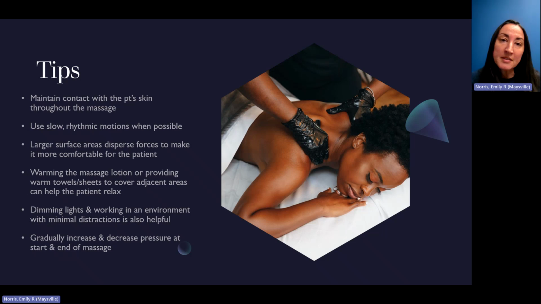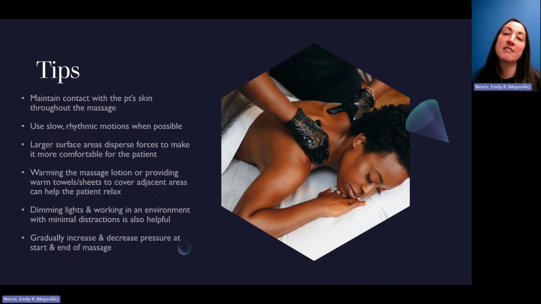Warming the massage lotion and or your hands and providing warm towels or sheets or something to keep the patient warm can help them relax. Ideally, the room temperature needs to be between 72 and 75 degrees. So if you can't really change the room temperature, then I would put more layers over them, or maybe even use a hot pack, maybe to their lower back while you're massaging the upper back or something, just to keep them warm so they can relax.